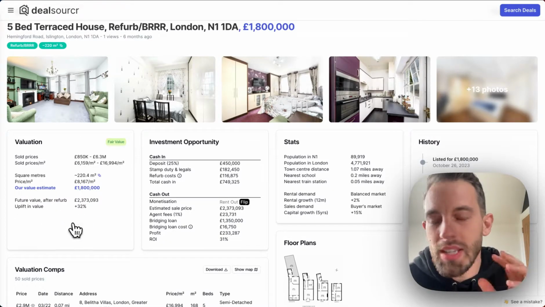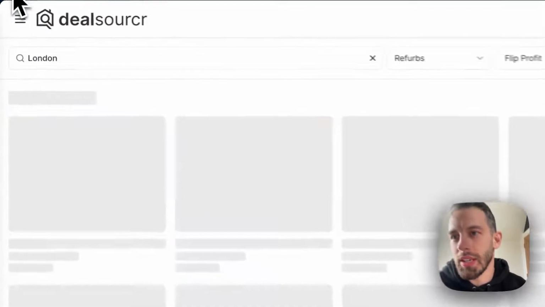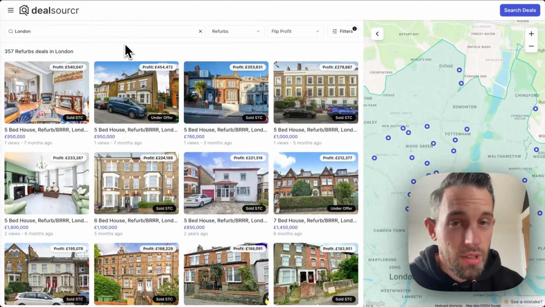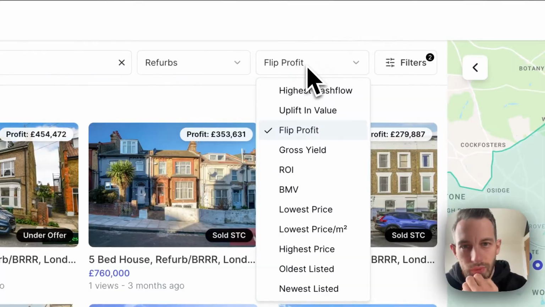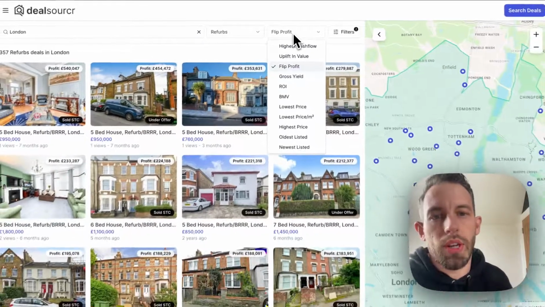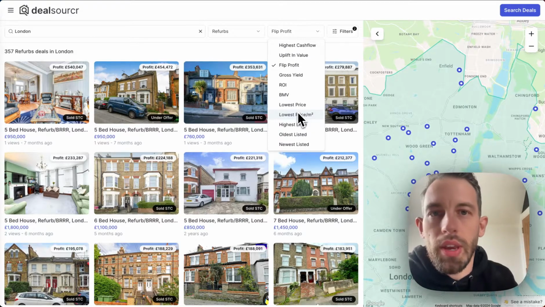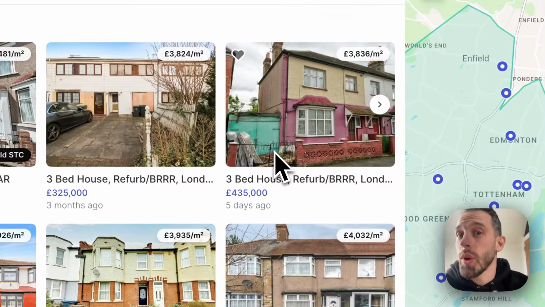So this is the part we're the most excited about, is the refurbs, because these are the juiciest deals, but no one is doing these calculations. There's no other product in the market that does this. Dealsourcr is the only one. So it's not only flip profit you can look at for, say, refurbs, but in general, you can look at numbers that are just not available on Rightmove, for example. So I can look at lowest price per square meter.